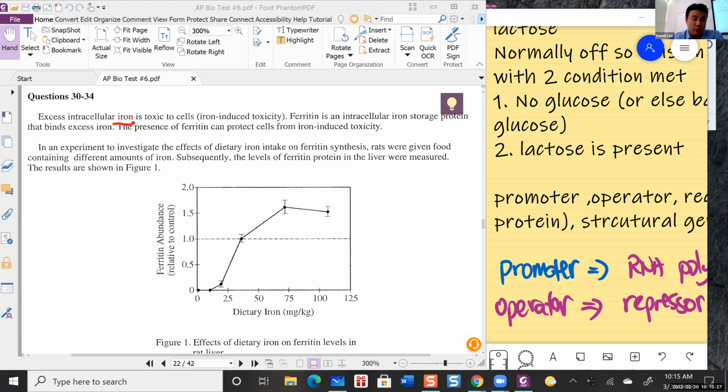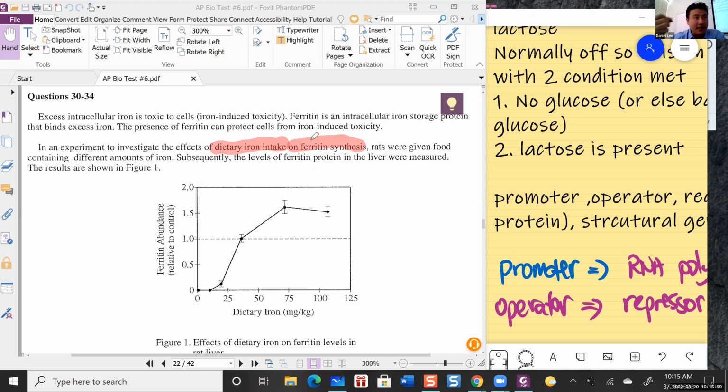So it tells you the solution. Ferritin is an intracellular iron storage protein that binds to excess iron. You're told what that does. So when you have too much iron, it's toxic, bad. Ferritin, good, when it binds and kind of stores the extra iron. The presence of ferritin can protect the cell from iron-induced toxicity. Sure, so ferritin is good when there's too much iron. That's what we're told. In an experiment to investigate the effect of iron intake on ferritin synthesis, so your assumption is what?